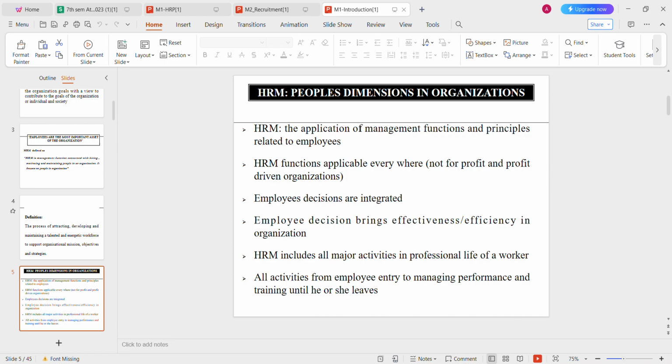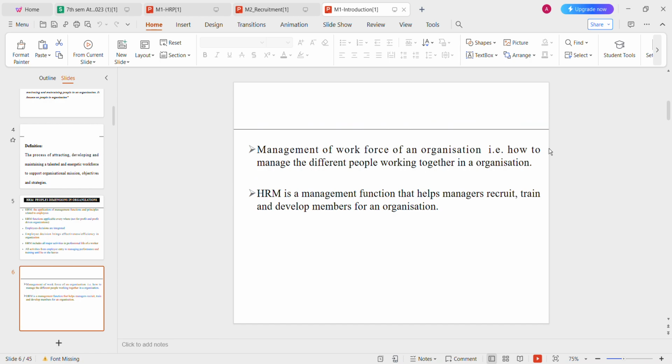Next is the people dimension in an organization. As we know, HRM is mainly concerned with hiring employees as well as maintaining the resources of an organization. How are the people involved in this organization? Employee decisions are integrated. Employee decisions bring effectiveness and efficiency in an organization. HRM includes all the major activities in the professional career of a worker. Basically, it says how to manage the different people working together in an organization.